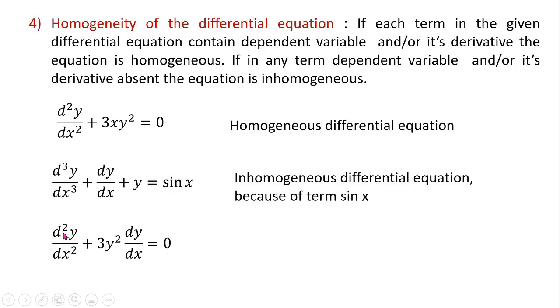Then the next differential equation, d square y upon dx square plus 3y square dy by dx is equal to 0. Here the dependent variable and its derivative are present in each term. Therefore, this is a homogeneous differential equation. But because of this product term, it is non-linear. This is non-linear but homogeneous, because each term contains the dependent variable and/or its derivative.